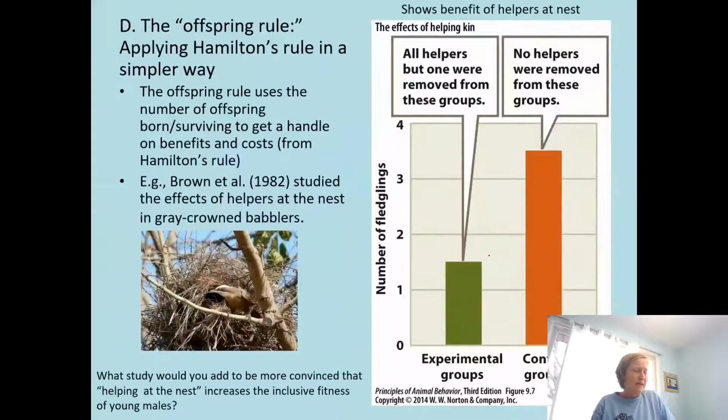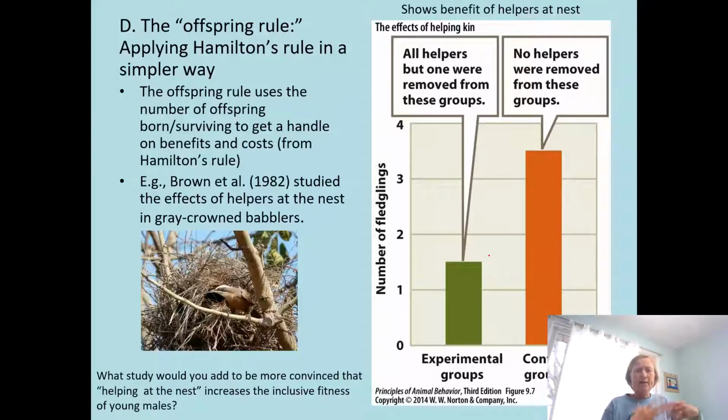Researchers came up with kind of a shortcut. It's called the offspring rule, kind of a sneaky way to calculate benefits and costs, or a simpler way to apply Hamilton's kind of complex rule. Brown et al. studied this in the 1980s, and they said, let's think about simply the number of offspring that are born and survive to get a handle on costs and benefits.